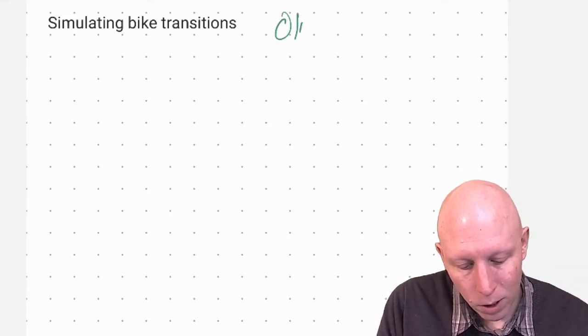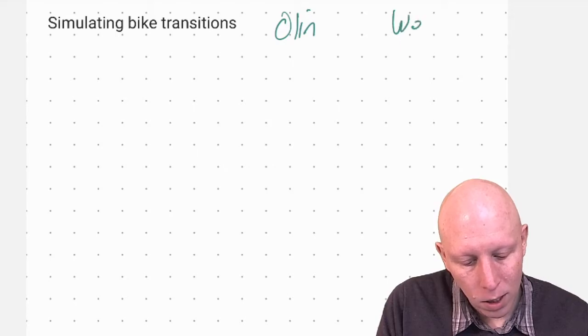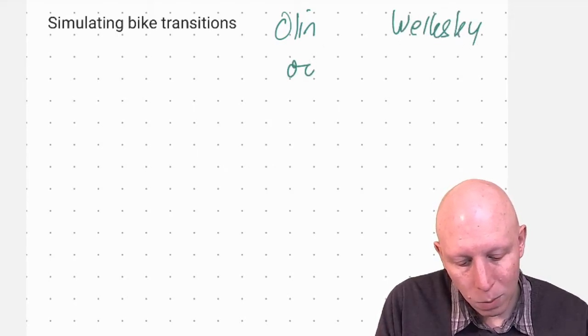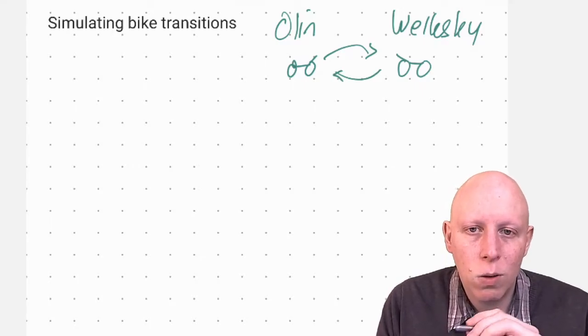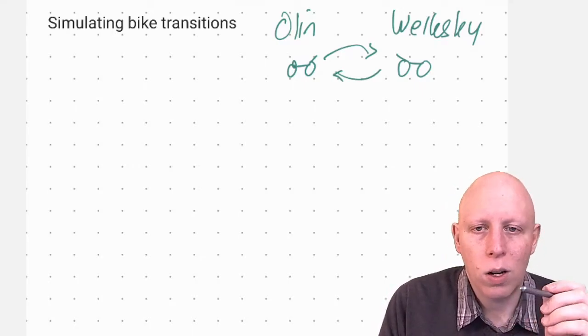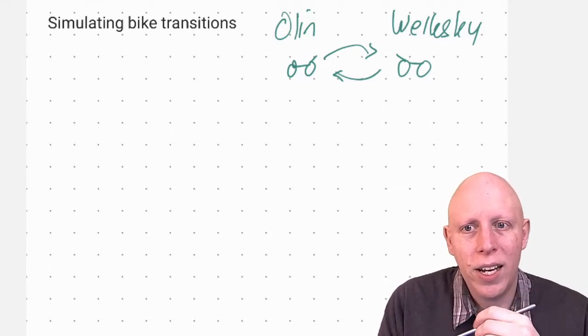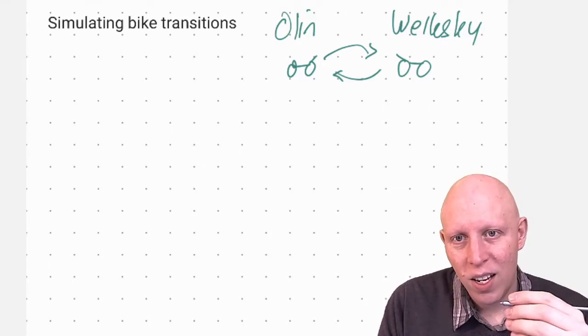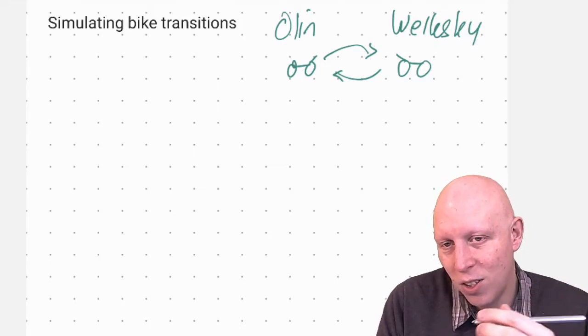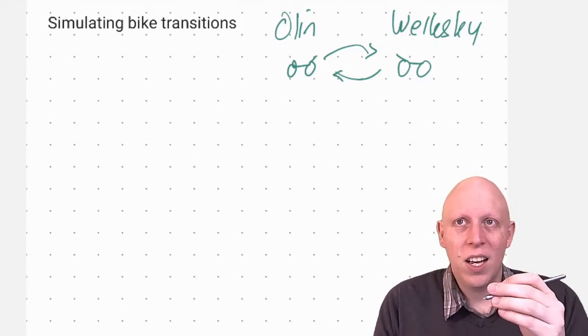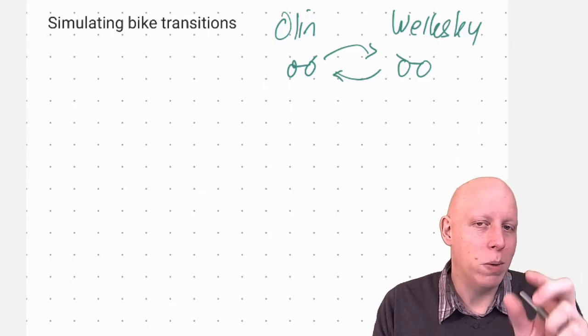Right? We have Olin, we have Wellesley, and bikes are moving in both directions. And so what we want to try to do is simulate what a normal day looks like, and we'll break that down into a normal minute.